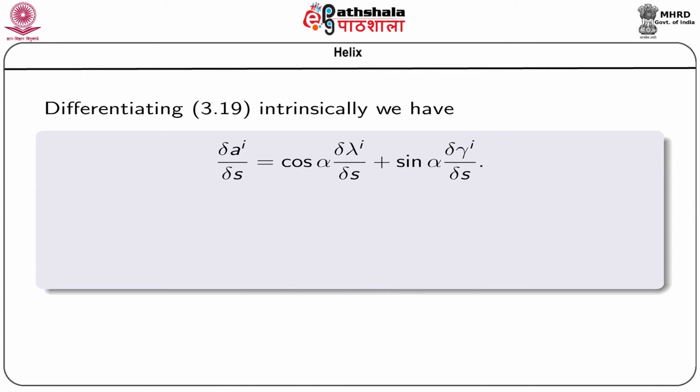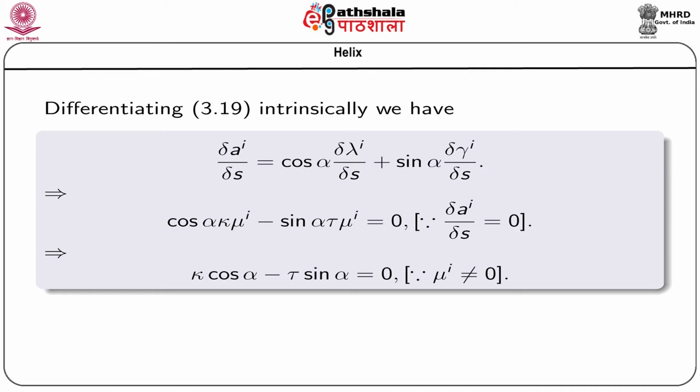Now, differentiating intrinsically, we have del A^i by del s equals cos alpha del lambda^i by del s plus sin alpha del gamma^i by del s. Now, putting the values of the Serret-Frenet formulae, we get del A^i by del s equals 0. Therefore, cos alpha kappa mu^i minus sin alpha tau mu^i equals 0. That means, kappa cos alpha minus tau sin alpha equals 0. Now, since mu^i is not equal to 0, kappa by tau equals tan alpha, which is a constant.